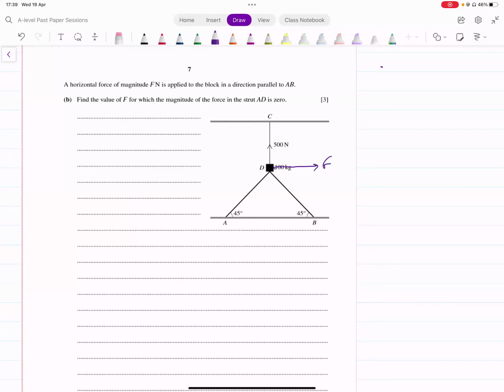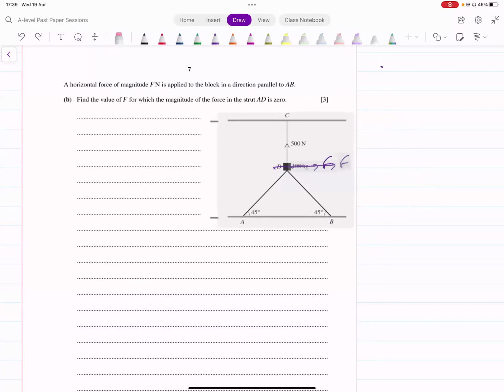अब देखिए सब कुछ सिमेट्रिकल है, आप इसको राइट पे अज्यूम करें या लेफ्ट पे अज्यूम करें, that is not going to make any difference. ठीक है, तो आप let's say राइट पे अज्यूम कर ले, राइट पे फोर्स लग रही है F Newton. Now find the value of F for which the magnitude of the force in the strut AD is equal to 0.